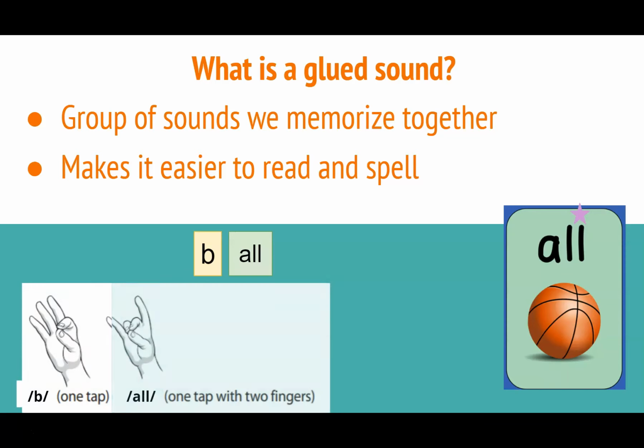But for our glued sound, ALL, we would glue two fingers together and tap them because it's actually two sounds, ul. ALL is tricky because it's 3 letters but only 2 sounds. Remember, we don't say the sound of a bonus letter, so that's why ALL is 3 letters but only 2 sounds. Then, of course, at the end, we blend the sounds together to read the word ball.